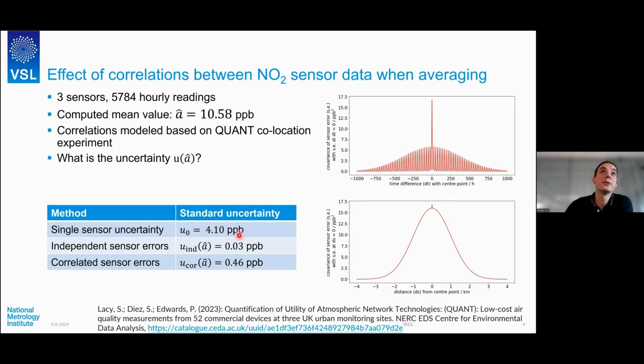What we then see if you average all this: the uncertainty of this average, if you would just take 4 divided by the square root of 5,784, you get a very low uncertainty for this average, which is not so realistic, because it would go to 0 the more and more measurements you take. If we include this correlation model, we get a much higher uncertainty. Still quite low, but it can be more realistic.